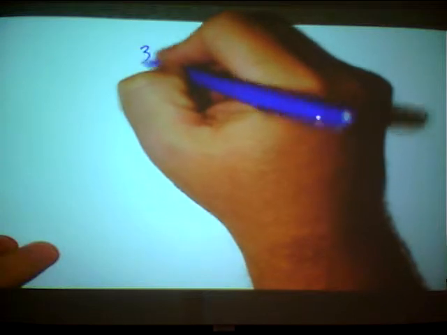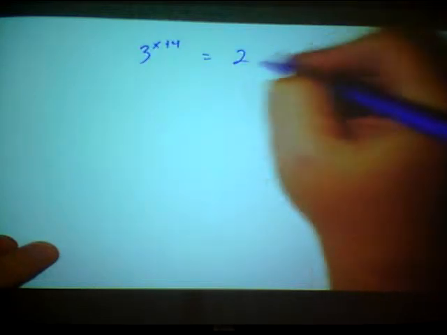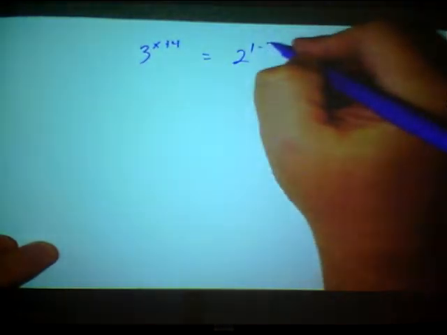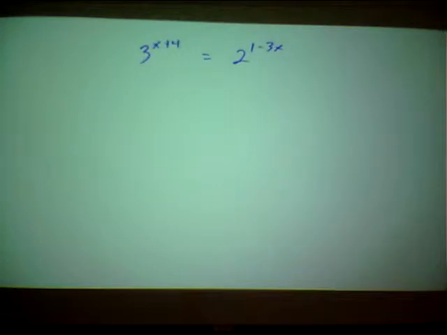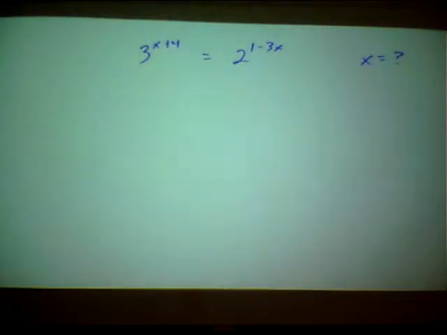I want to now solve another exponential equation. And once again, because I'm going to have variables in my exponent, the way I'm going to go about solving this is by using our good friend, the logarithm. So here I have 3 to the x plus 4 equals 2 to the 1 minus 3x. And I'm trying to solve this equation for x. I'm trying to determine what value of x will make this equation true.